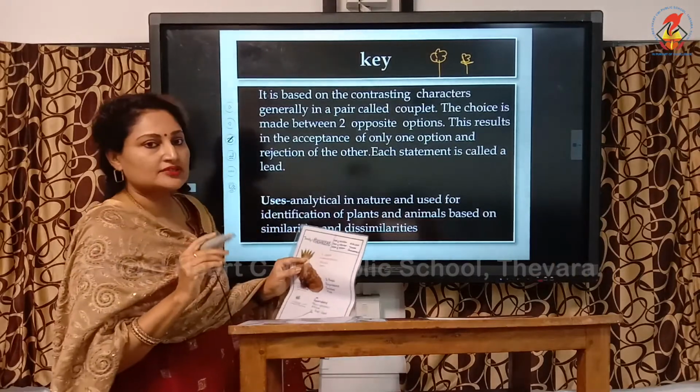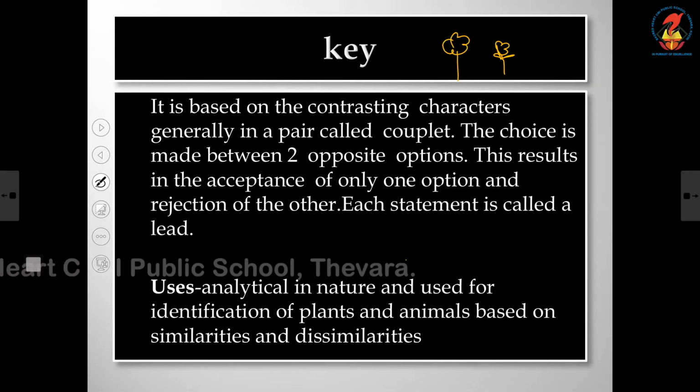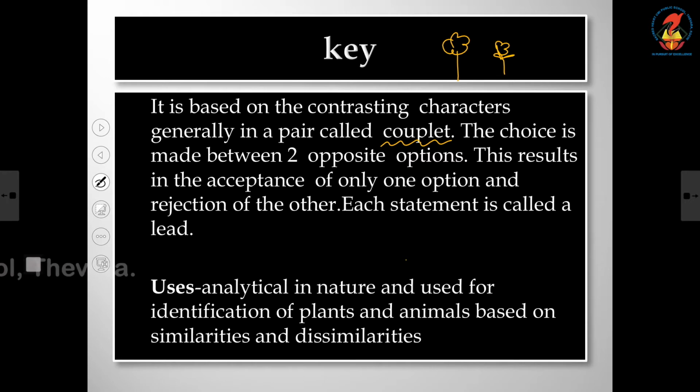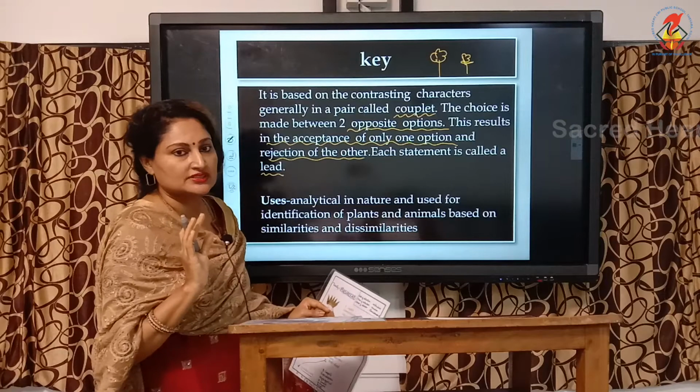So let's get back to key. What is a key? It is based on the contrasting characters, generally in a pair called couplet. See, the characters are generally in a pair. The choice is made between the two opposite options. This results in the acceptance of only one option and rejection of the other option. And each statement is known as lead. I have demonstrated a lead.